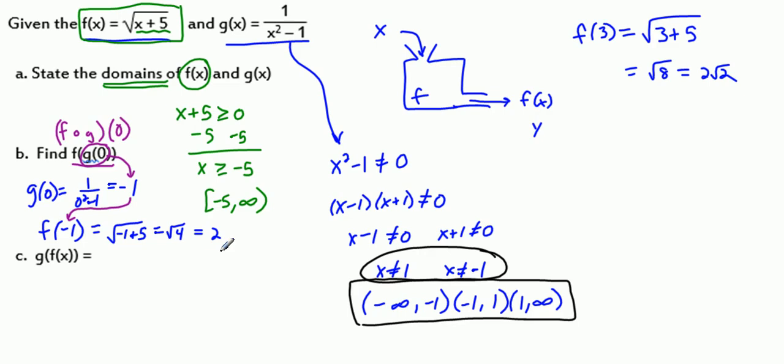We're going to do the same thing for part C, work from the inside out, except we don't have a value, we have a function. So we're going to start by figuring out what f of x is. And f of x is actually the square root of x plus 5. Now, if there was a number there, we could plug it in and simplify it, but in this case, we can't. So f of x gets replaced by the expression square root of x plus 5, and now square root of x plus 5 has to go into g.